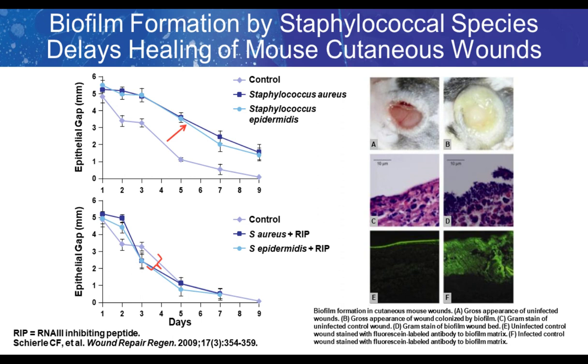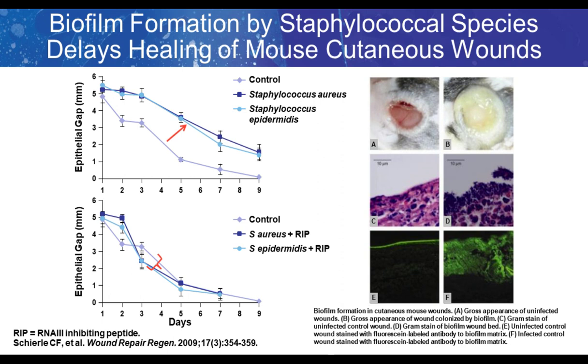Well, this was a critical experiment that was done by Tom Musto's laboratory and Dr. Sherrill, where they created full-thickness punch wounds in the backs of healthy mice and inoculated them with wild-type Staph aureus or Staph epidermidis, as shown in the upper panel. And as you can see in the right panels, the inoculated wounds formed massive biofilms. And when the wound healing was measured, the presence of the biofilms actually impaired healing. But hopefully you're still saying, well, that still could just be coincidental.